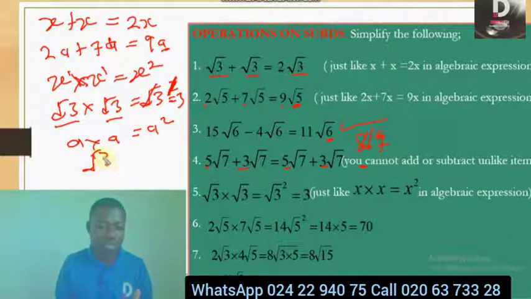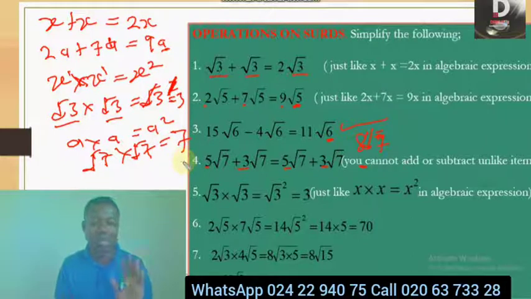So when you have root 7 times root 7, straight away you know you're going to get root 7 squared, and the square will cancel the root. So just write 7. That is what you are supposed to do. Good. So look at this. 2 times 7 is what? 14. Then root 5 times root 5 produces 5, because you get root 5 squared, but it becomes 5. So 5 times this gives 70. That is how it goes.